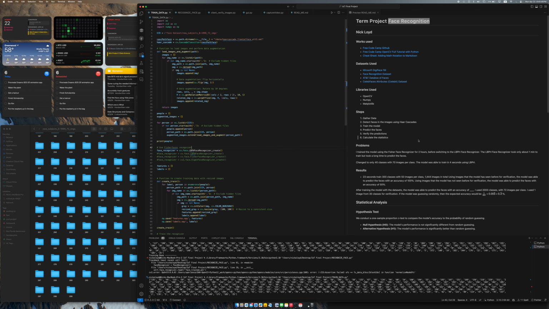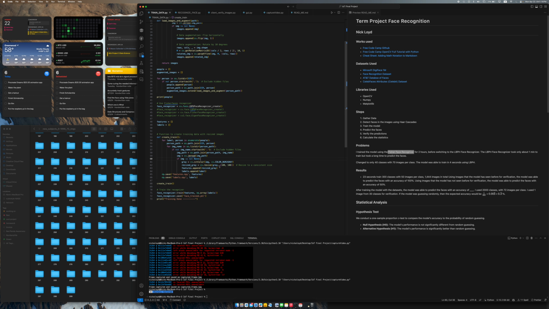So one problem that I had was that whenever I use the Fisher face recognizer, it just keeps on going forever and forever. So this one has been going on for about 3 hours or so. So I'm just going to stop that one. And I might have to just kill the terminal. That's fine.